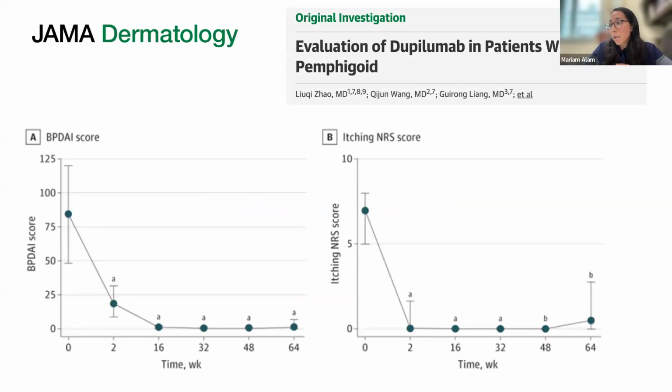So this is a study out of JAMA Derm. It was a retrospective cohort study in China that came out a few years ago. And they show that patients who were treated with Dupixent, all of whom were over 65, had a really rapid reduction in their BP-DAI score, which is just a measure of severity. So the severity of their bullous pemphigoid really dropped pretty significantly in just 2 weeks, and their itching did as well. And then it persisted, over 64 weeks.